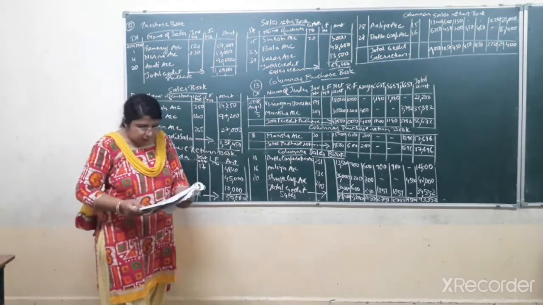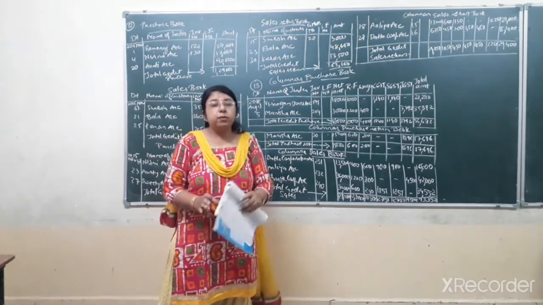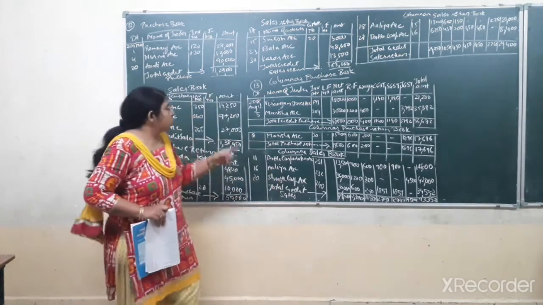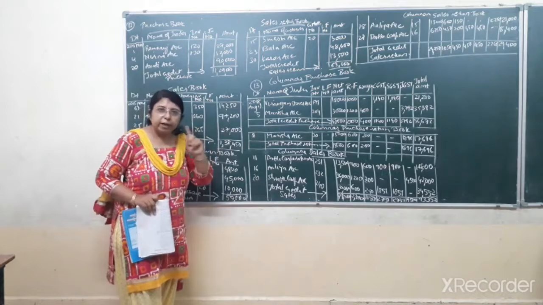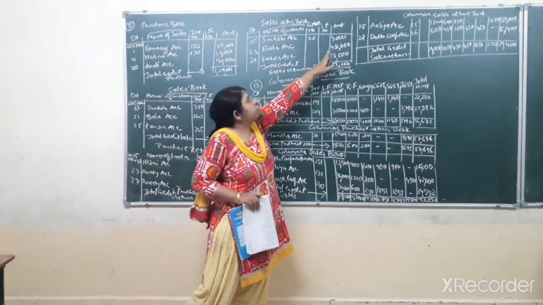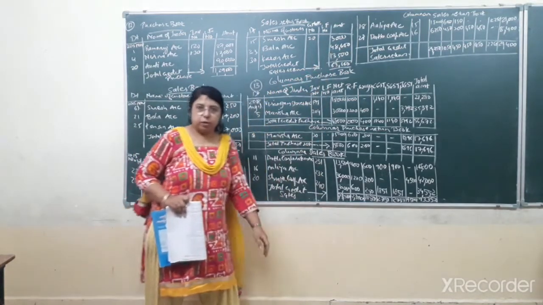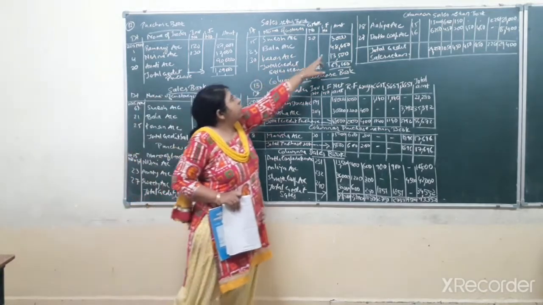Now, out of that 97,200, he is returning half of the goods. So 97,200 divided by 2 you will do, then you will get 48,600. Okay, so in the column of amount I have written 48,600.